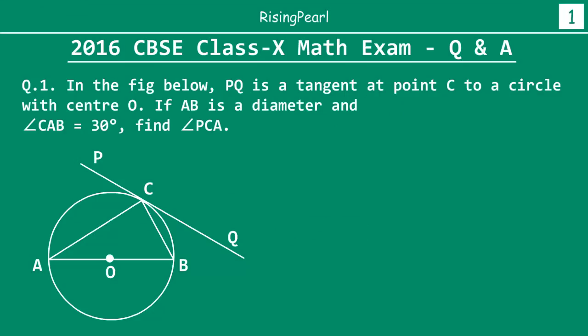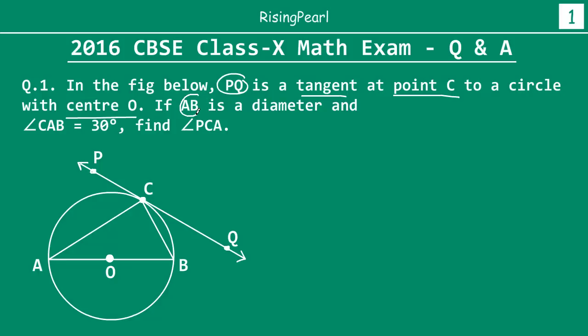So the first question is given as in the figure below. We have been given a figure with PQ. PQ is tangent at point C to the circle with center O. So we have this line PQ. Let's say this point is P and this point is Q. Now PQ is tangent to this circle with center O, and it is tangent at point C, right?